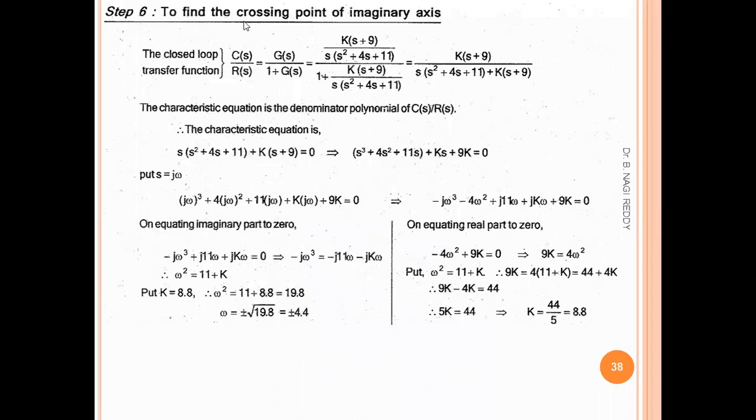Now we need to calculate step 6, that is, we need to determine the crossing point on the imaginary axis, and we need to calculate the gain value k. So the k value has to be calculated. In order to do this, we need a closed loop transfer function. From the closed loop transfer function, we have the characteristic equation. So if we have done step 4, then from step 4 we can directly use the characteristic equation.